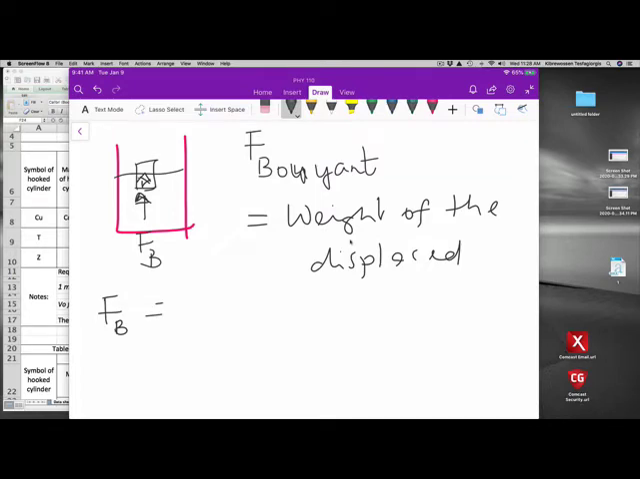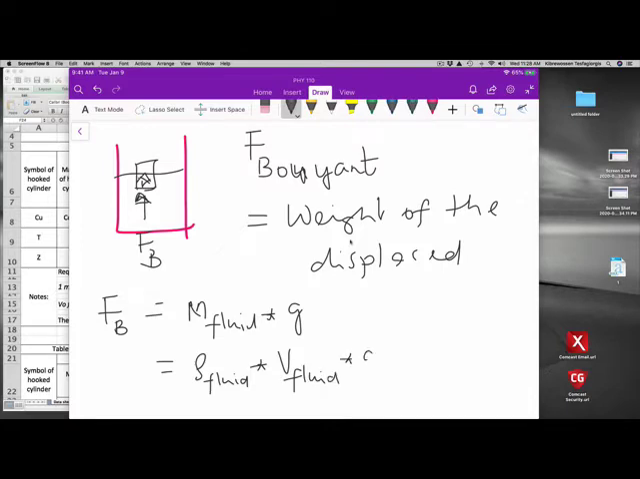It will be equivalent to the mass of the fluid multiplied by gravity. But at the same time, as in our lecture, the mass of any object can also be determined as the density of the object multiplied by the volume.